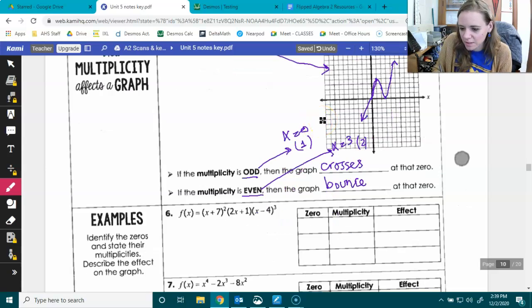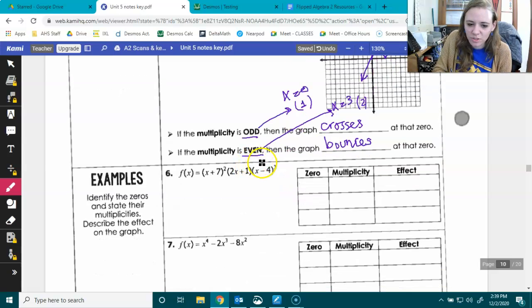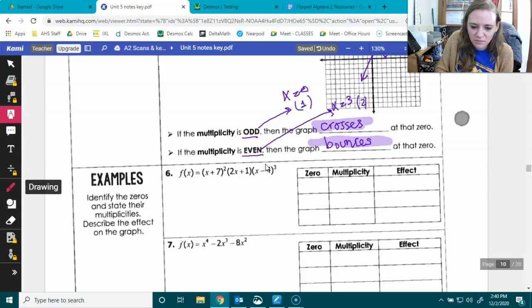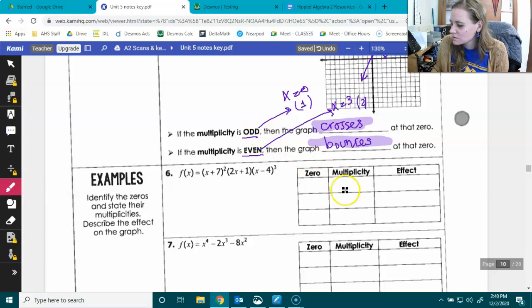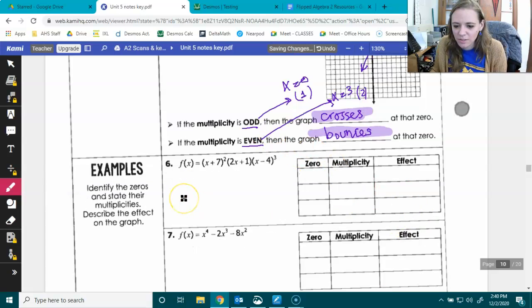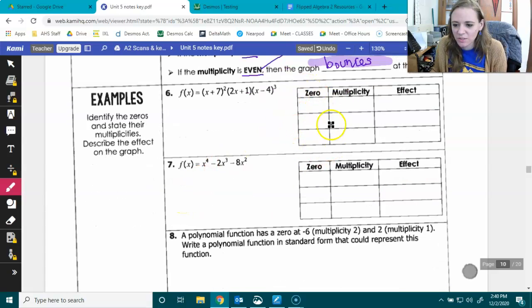Or it bounces, I guess. I need an S on there. So crosses and bounces. Okay? So those are 2 terms that you've got to make sure you know what they mean. Cross and bounce. Alright, so what I'm going to do is do an example of where you say what the 0 is, and then how many times it occurs, and then what it's doing there. So is it a cross or is it a bounce?